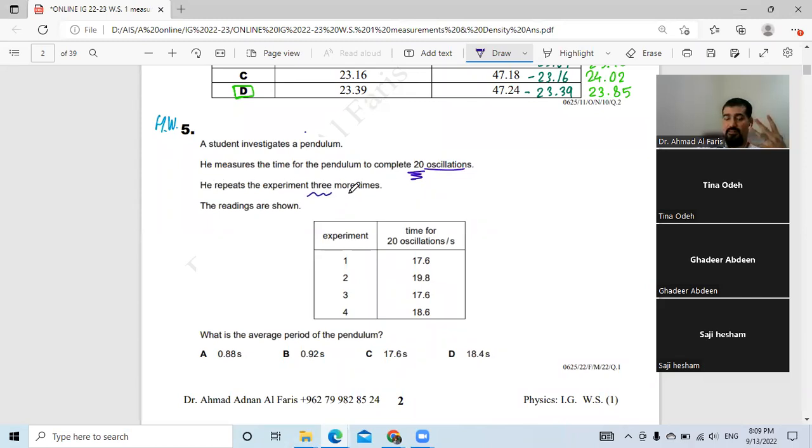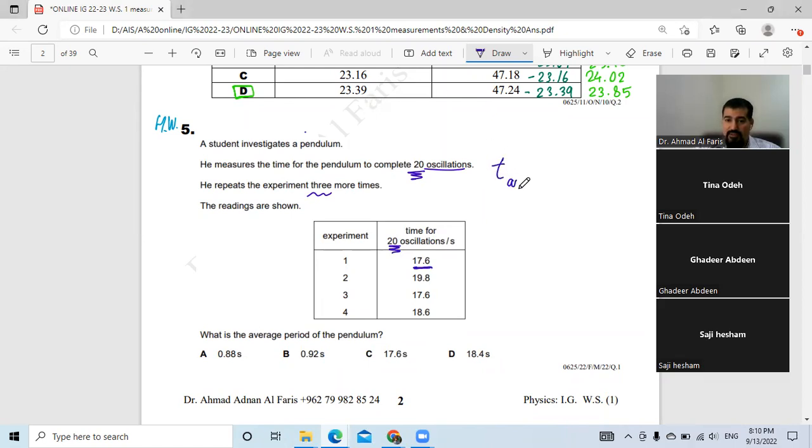So how many times did he do this experiment? 4 times. This is the first one, and repeated 3 times. That means there are 4 times. What is the average period of the pendulum? Now this is the time for 20 oscillations. So I need first to find the average time for the total 20 oscillations.